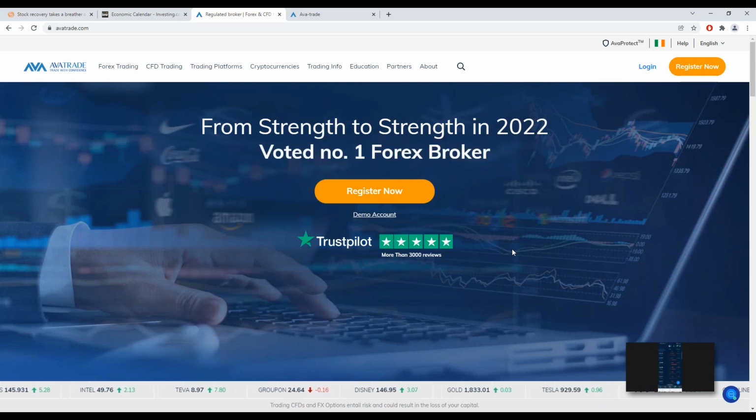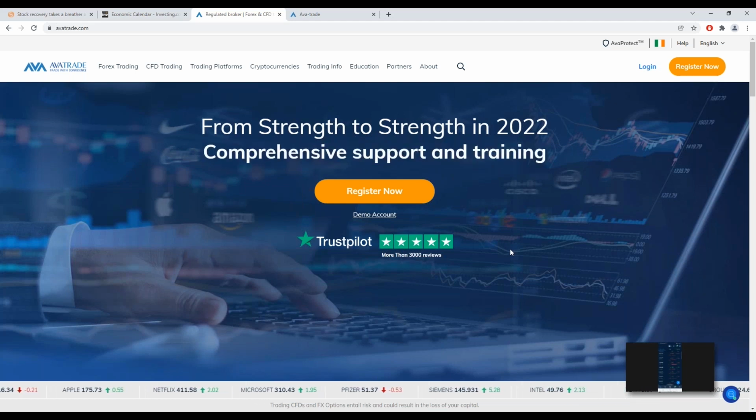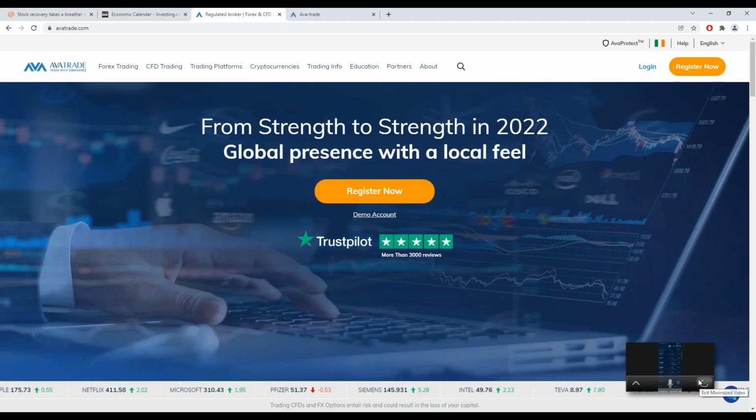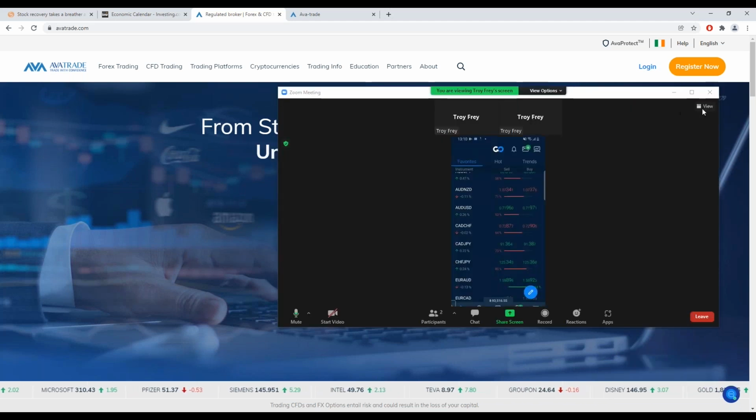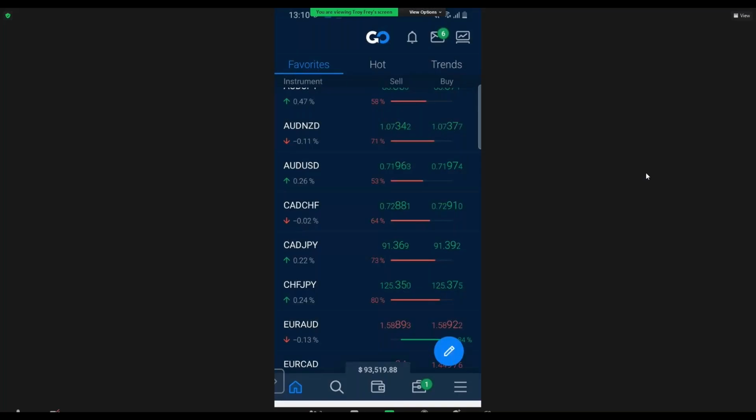So we'll take a look at some charts with that in mind, that this is the fundamental news situation, and then we'll take it from there. If we want to take a look at the mobile app, we can do that. Let me share a full screen view.